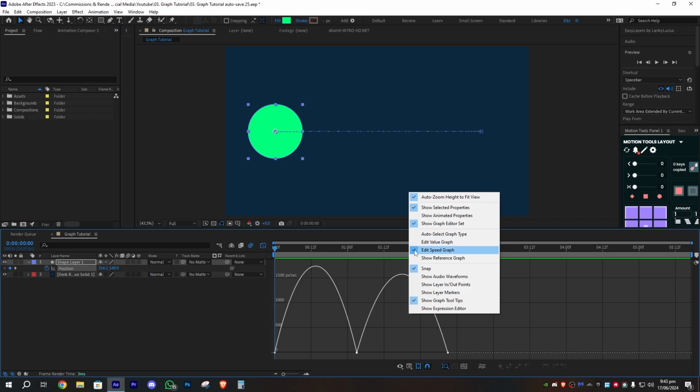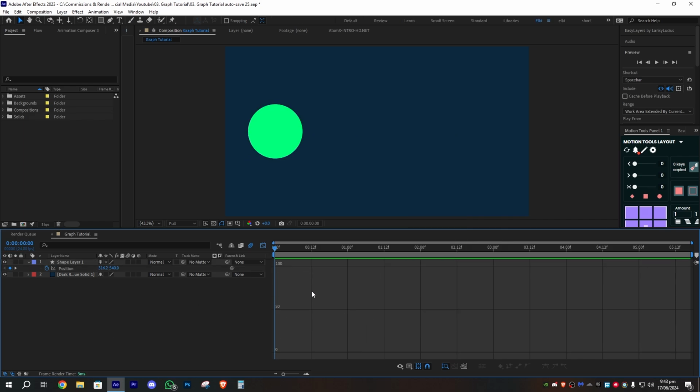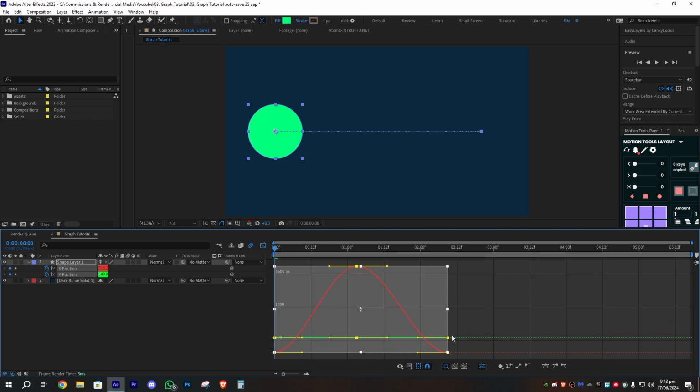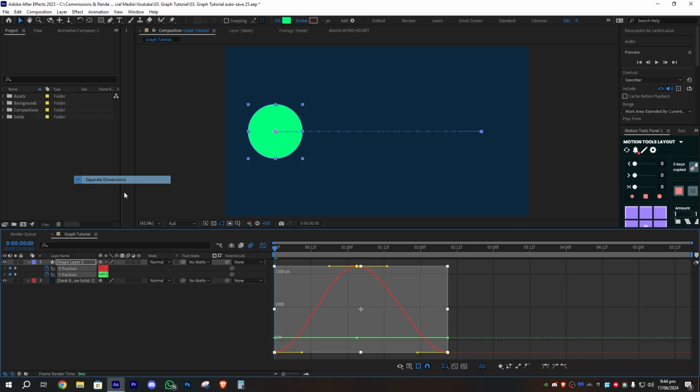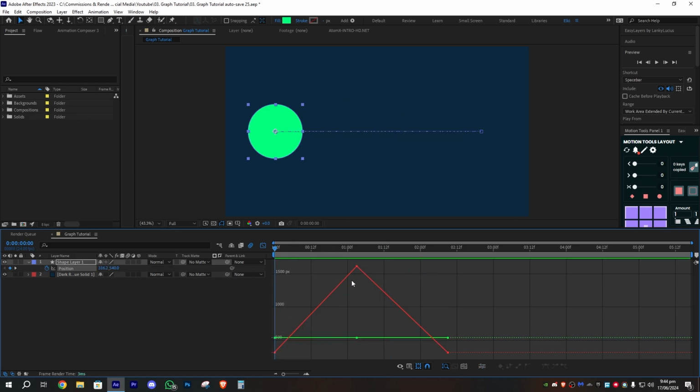The first one is the speed graph. You want to make sure that you are in the speed graph if you are working with position. Unless you have separated the dimensions, that's when you can play around with the different values in the value graph. Otherwise, if you have the position properties not separated, you will not be able to change those separately. You cannot move any of the values separately.